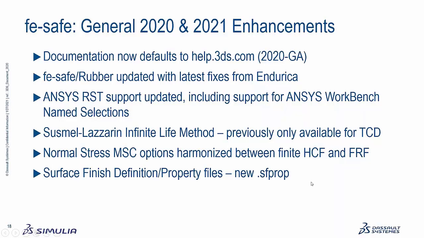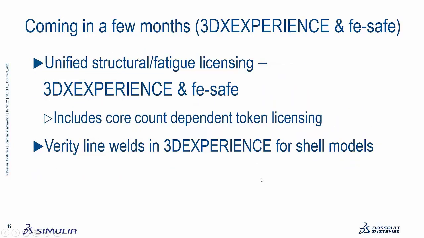I think I mentioned this already, and I mentioned this already as well under the 3DX thing. What's coming in the next few months? There's some unification to our licensing between FE-Safe and Abaqus in terms of token usage and so forth. It does switch to a core count dependent licensing model. This is also being organized between the structural and the durability solves in 3DX as well. I'm sure there's going to be more announcements on that in general.